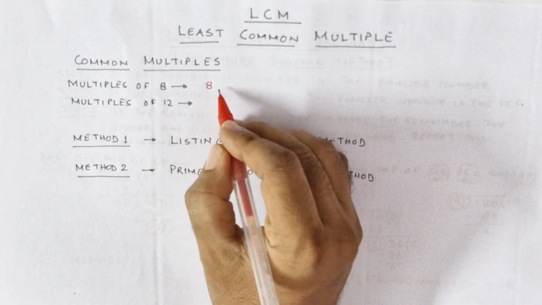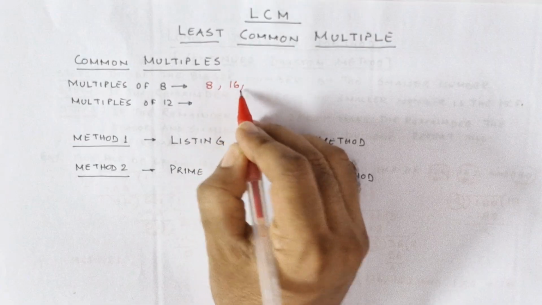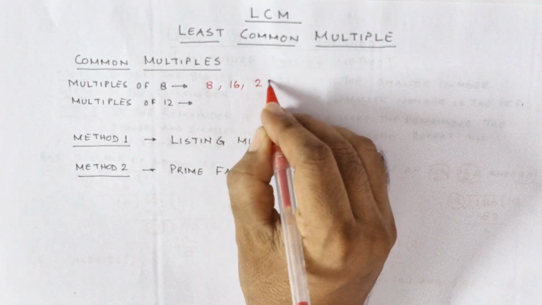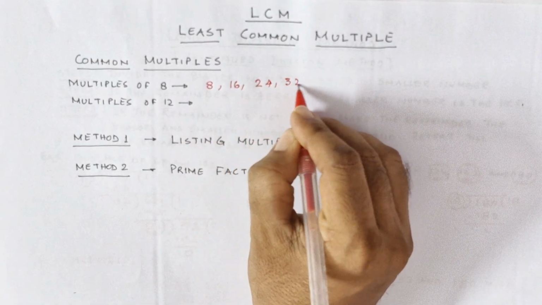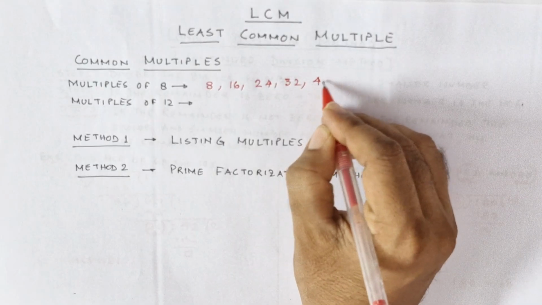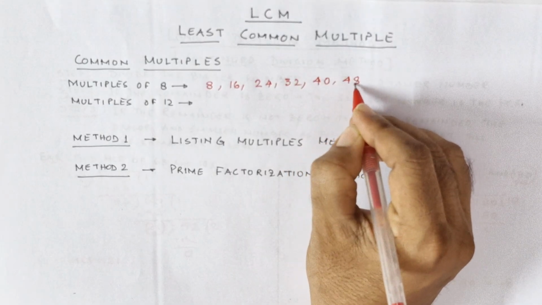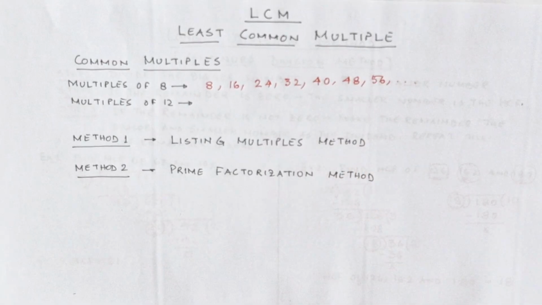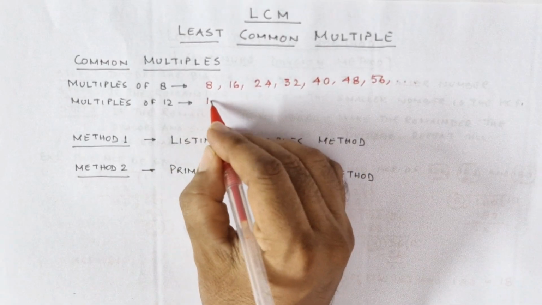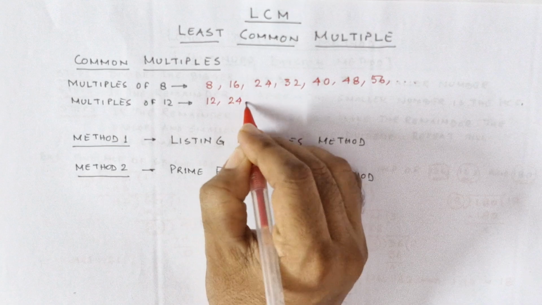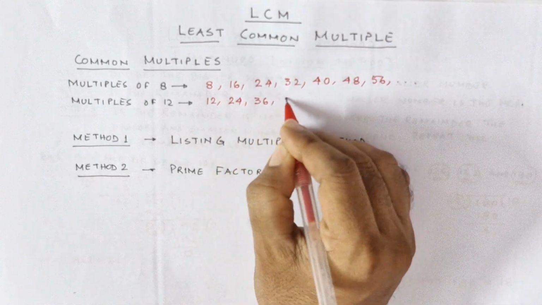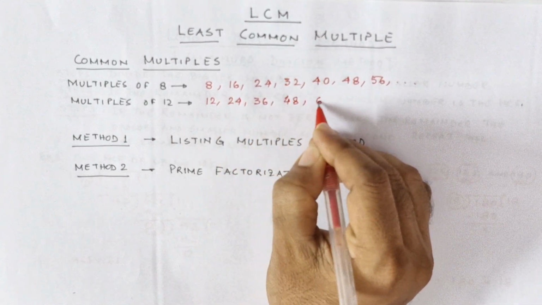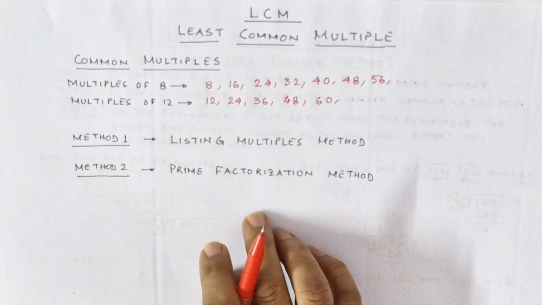So this is 8, then 16, 8 twos are 16, 8 threes are 24, 8 fours are 32, 8 fives are 40, 8 sixes are 48, 8 sevens are 56, and so on. And for 12, it's 12, 24, 36, 48, 60, and so on.